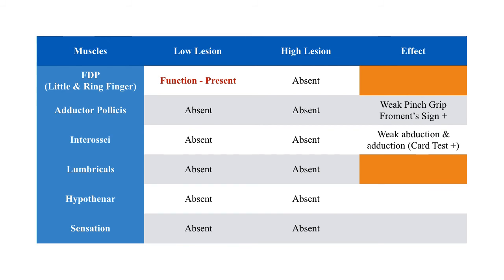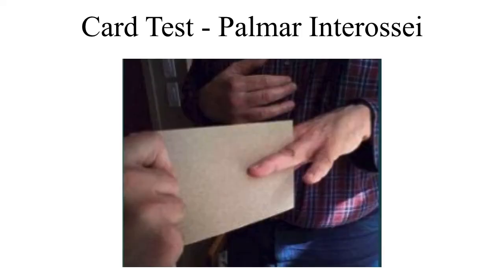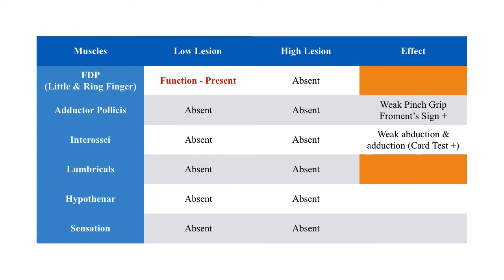So what happens when the interossei is affected? As we know, interossei produce abduction and adduction of the fingers, and this will be weak. Adduction of the fingers is specifically tested by card test, which is similar to Froment's test, where you insert a card between two fingers in the web space and try pulling it, and the patient will not allow you to pull by adducting the fingers and holding the card. If the palmar interossei are weak, adduction is not possible and we'll be able to pull out the card easily. So that is called card test.